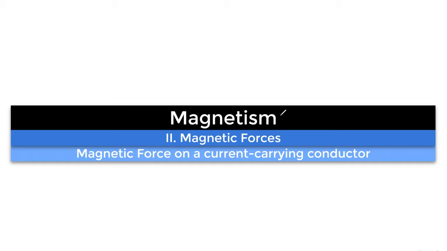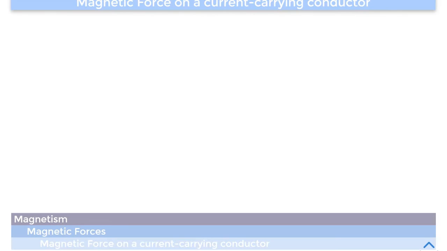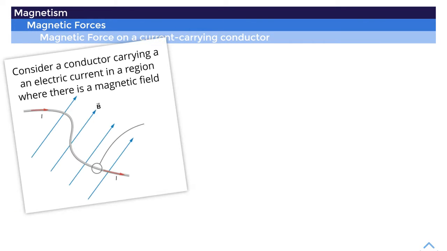This part of the story is about the magnetic force on a current carrying conductor. So the setup is as follows. Think of a piece of conducting material like a wire or a cable, and then there is an electric current that is flowing through it. Now suppose that enters a region where there is a local magnetic field.